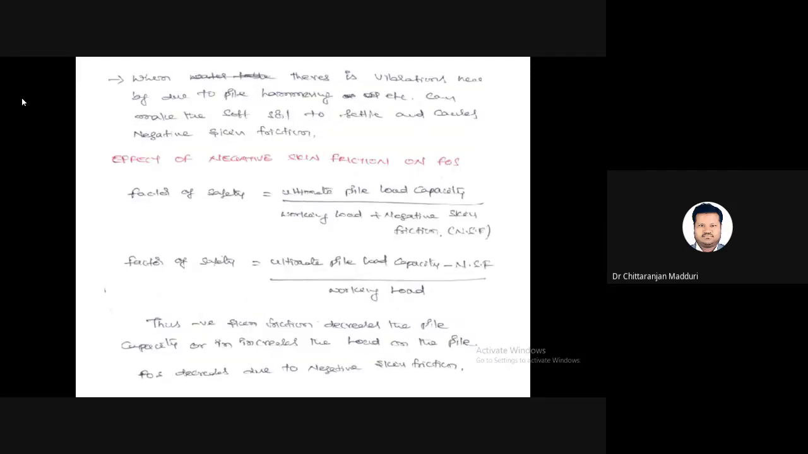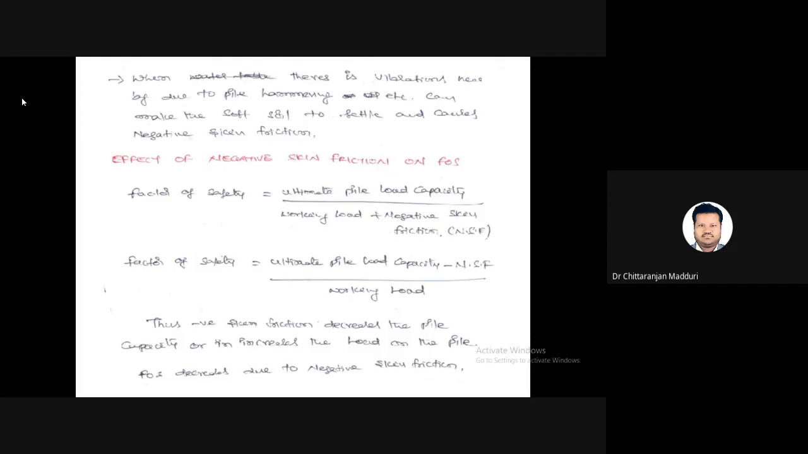When the groundwater table is lowered, what will happen? Pore water pressure decreases, effective stress increases. When effective stress increases, what will happen? It compresses the solid grains, settlement of the soil increases. Negative skin friction also occurs when there are vibrations due to pile hammering. It can make the soft soil settle and causes negative skin friction in the nearby soil.